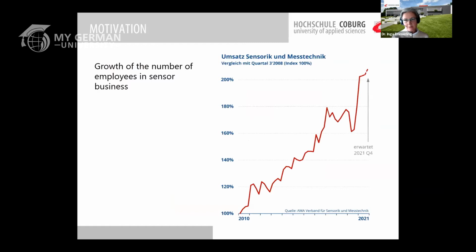Why did we create this program? We saw that sensors and measurement techniques are very much used in industry, and nearly every industry branch needs sensors for measurements in the production line. The number of employees in the sensor business is growing, and it's still growing after a dip in 2020, which I think was because of Corona, but now it's rising high. So you have a good perspective after finishing our program to find a job here in Germany.